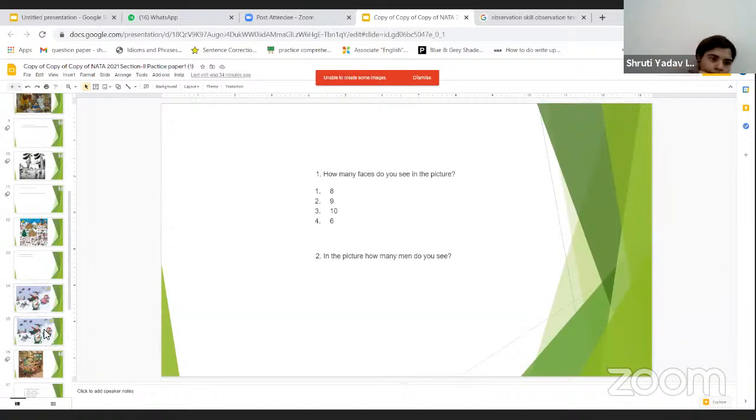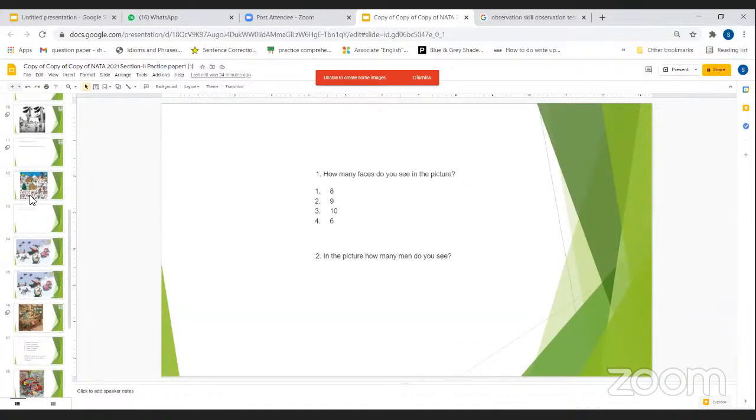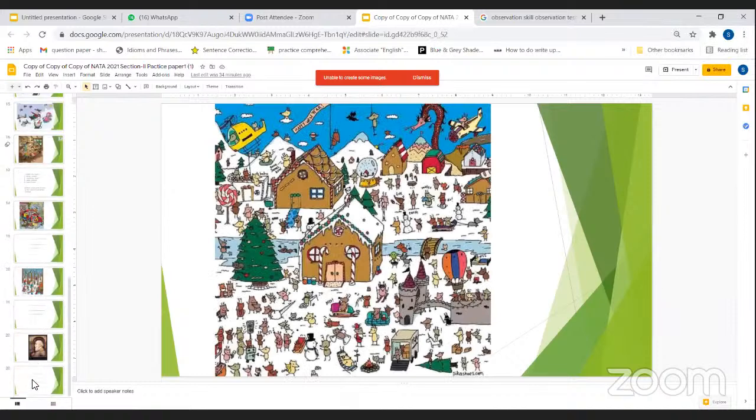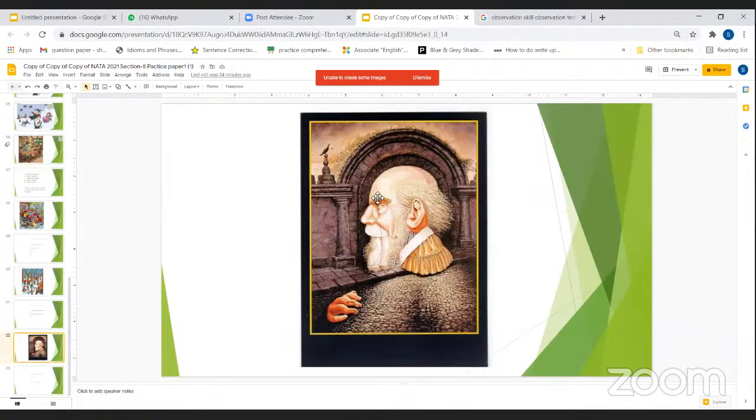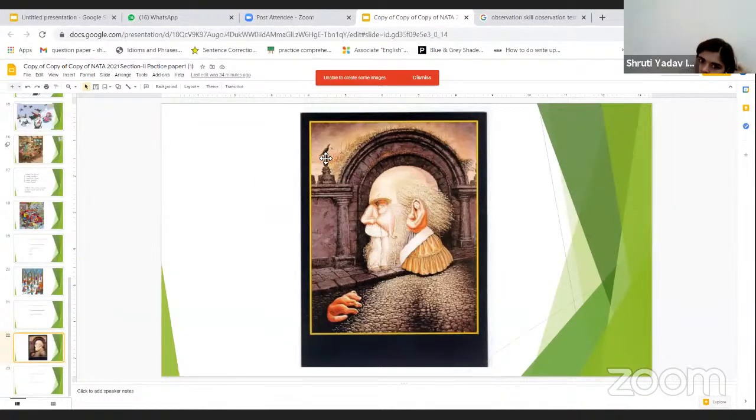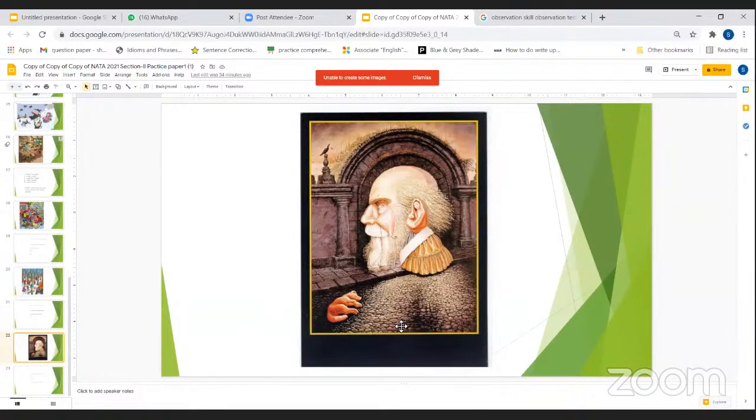So guys, how many men in the picture, is it 2 or 3? Two will be considered, no? Because only these two are full figures. The ones at the backside of the bird, we can't consider them men because these are just faces. We need a full figure, and we don't have that.